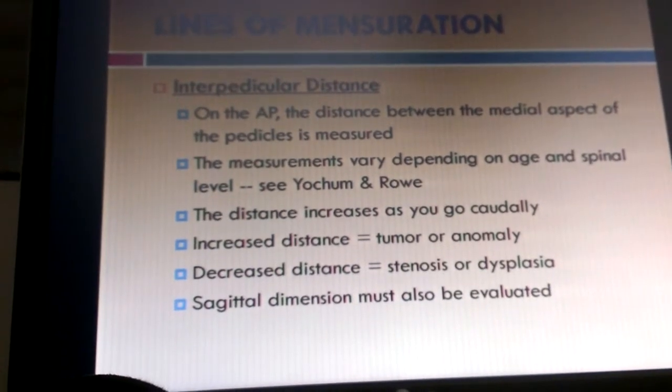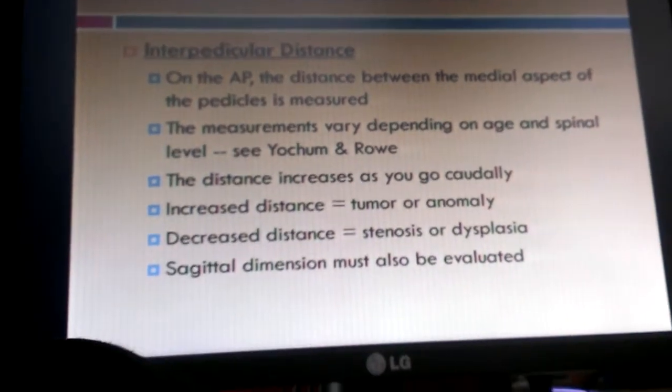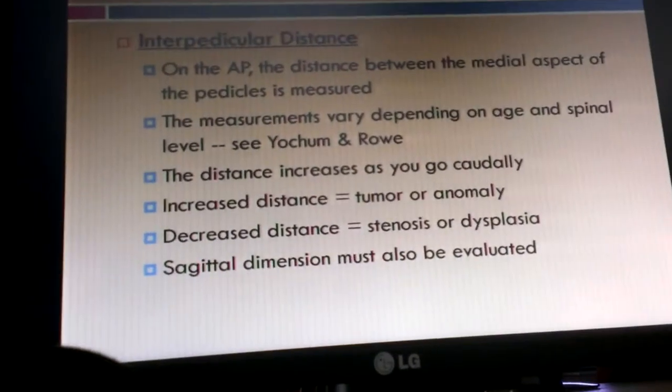One of the things that we can see is a trifoil configuration to the central canal. And when I say trifoil, it's like a clover leaf.